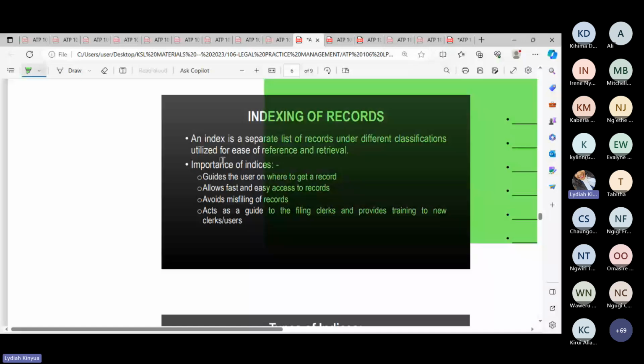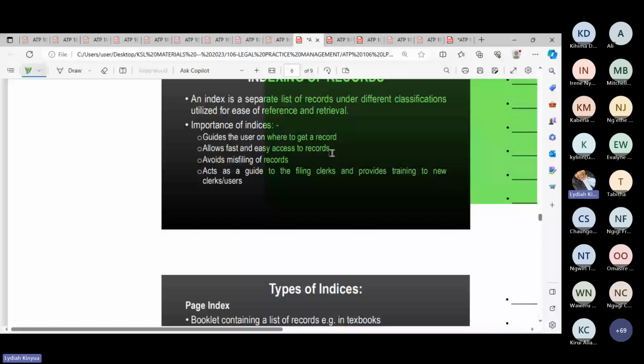So an index is like a whole book showing you where to find the duties of directors. It could tell you volume 1. Yes, those cases are in volume 1 of Laws of England. So an index is like a separate document which enables you to find what you're looking for easily. The importance of an index is to guide you where to get the record. Equally, it allows you fast access of records and avoids misfiling of records.